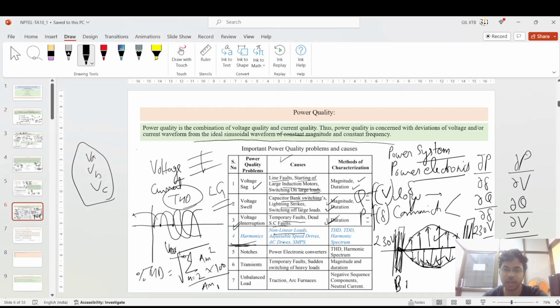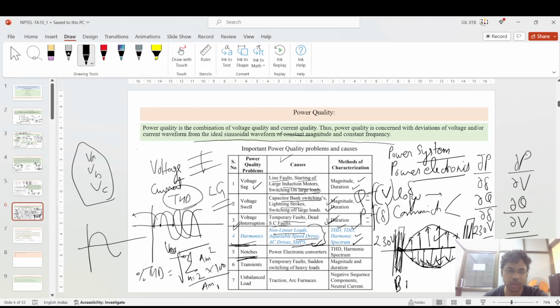Based upon these non-linear loads, harmonic injection comes into the picture, and that harmonic gets injected into the current coming from the grid. So it distorts the current coming from the grid also. Adjustable speed drives, AC drives, SMPS, mainly the power electronic converters, are what mainly cause this harmonic problem, and it is characterized by TDD and THD and the harmonic spectrum. And certain notches are also there.